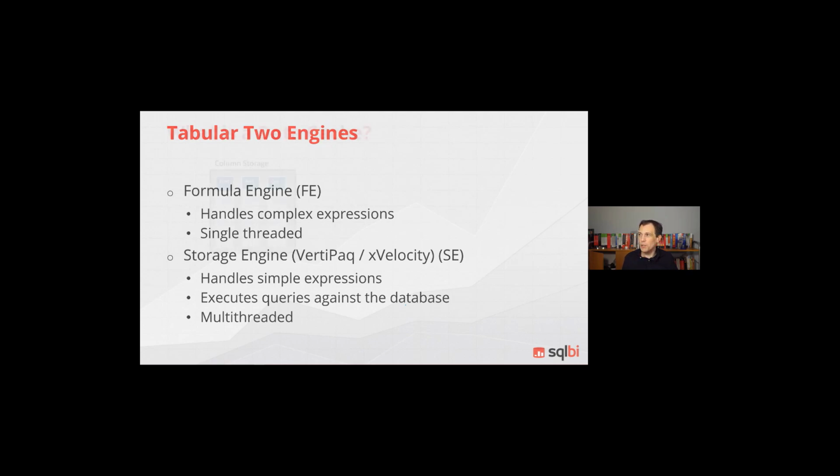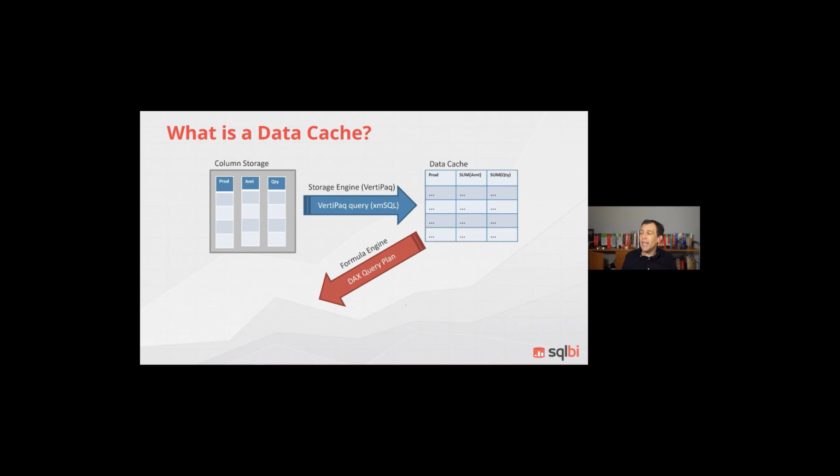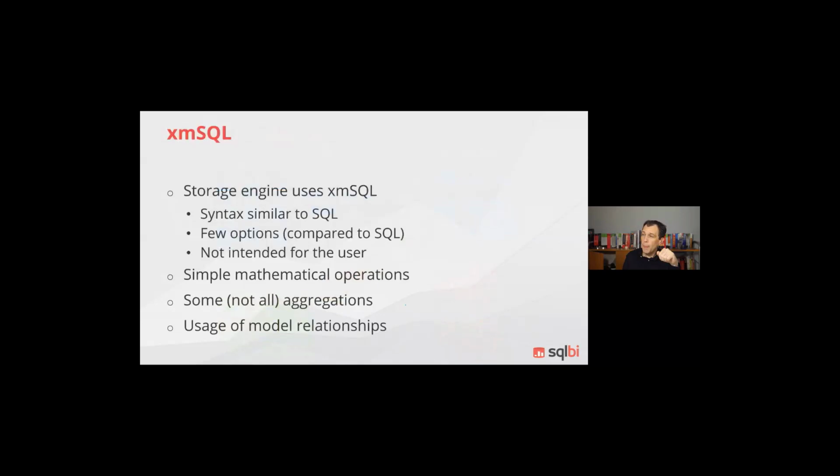Every storage engine query retrieves what we call a data cache, and this result is consumed by the formula engine. The result of the storage engine query consumed by the formula engine is uncompressed. So one other problem that you might face in your code is that the size of the result of the storage engine query is too large and part of the job is made by the formula engine. This could be another reason for slow performance.